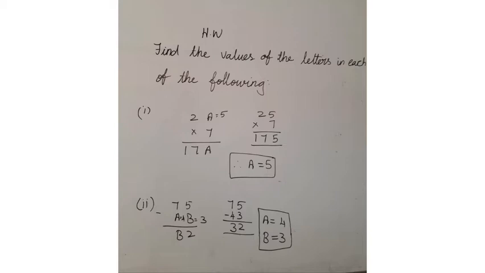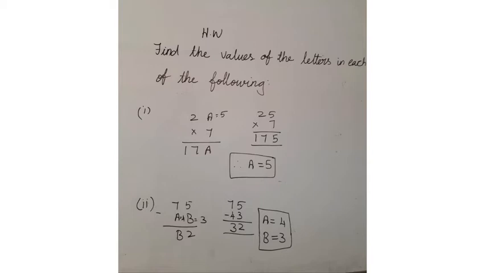Second one, 75 minus ab. B2 is the answer, isn't it? Now here, what's the value of a and b? Here we can apply b equal to 3 and a equal to 4, which means we'll get that answer is 32. So b equal to 3 and a equal to 4. So the value of a is equal to 4 and the value of b is equal to 3 is the answer. Okay, let's start our maths class.